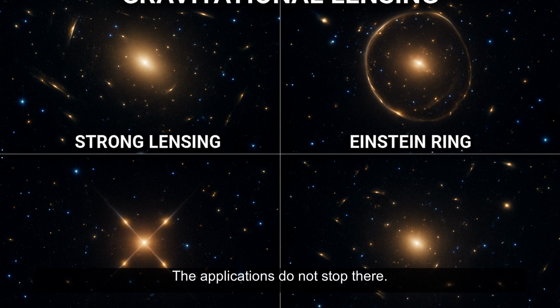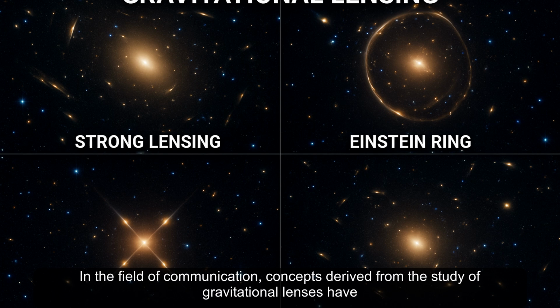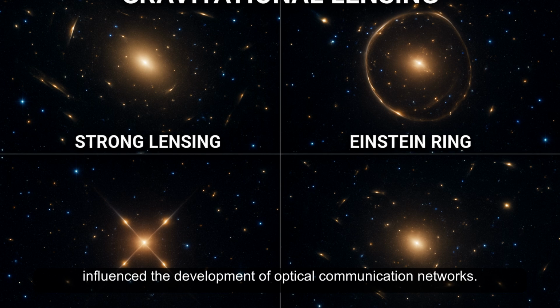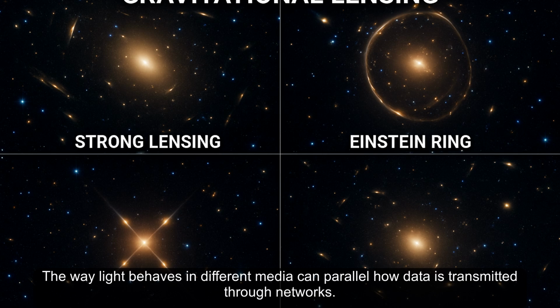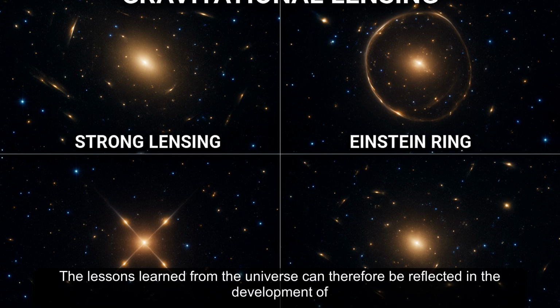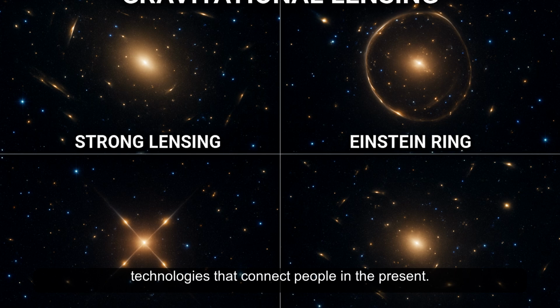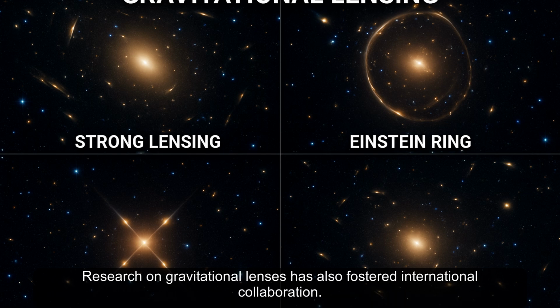The applications do not stop there. In the field of communication, concepts derived from the study of gravitational lenses have influenced the development of optical communication networks. The way light behaves in different media can parallel how data is transmitted through networks. The lessons learned from the universe can, therefore, be reflected in the development of technologies that connect people in the present. Research on gravitational lenses has also fostered international collaboration.